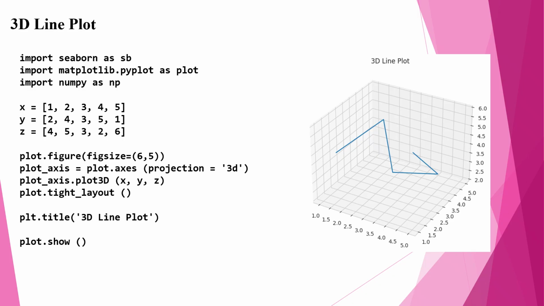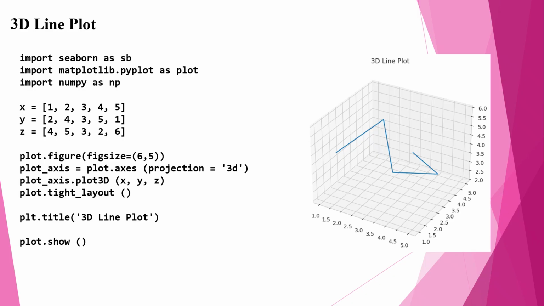This code demonstrates how to create a 3D line plot using Matplotlib. First, the data for X, Y, and Z axes is defined, representing points in 3-dimensional space. A figure is created using plt.figure, and a 3D axis is initialized with the projection set to 3D. The plot3D function is then used to draw a line connecting the given points in 3D space, which helps in visualizing trends or paths across 3 variables.